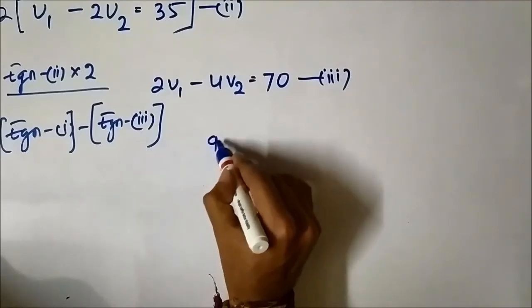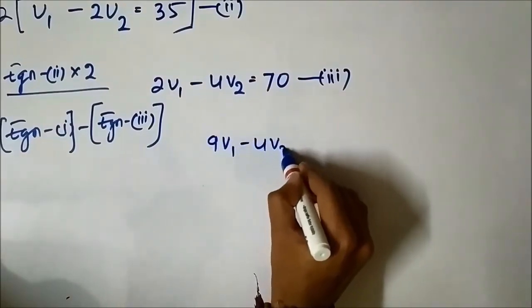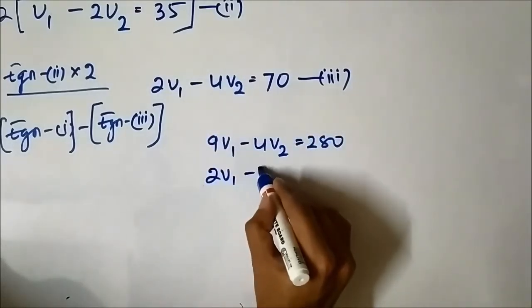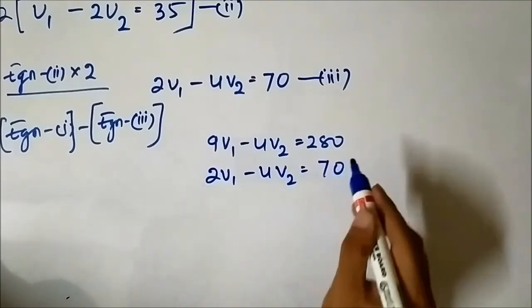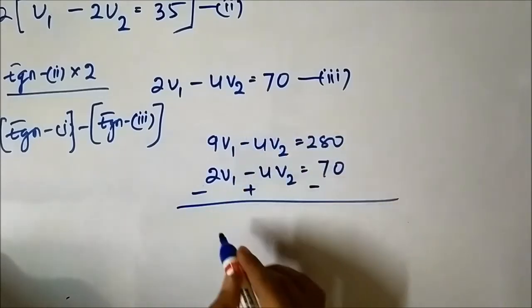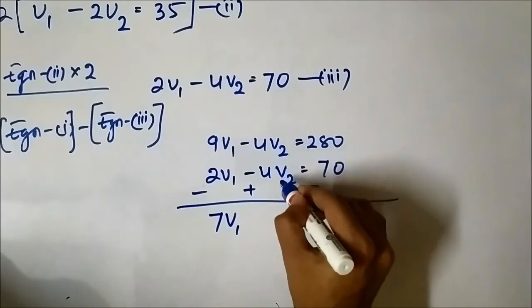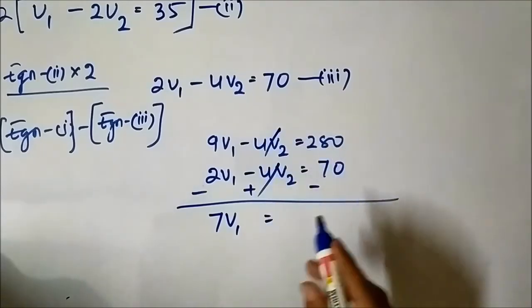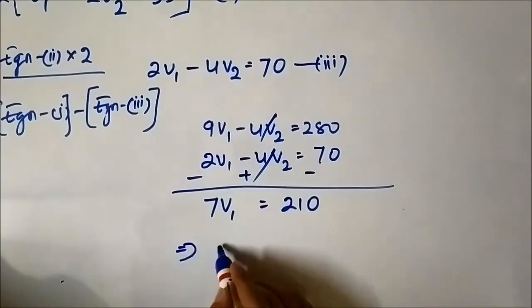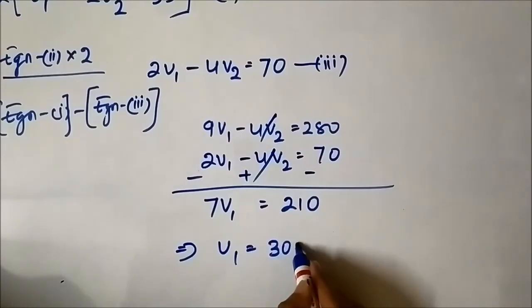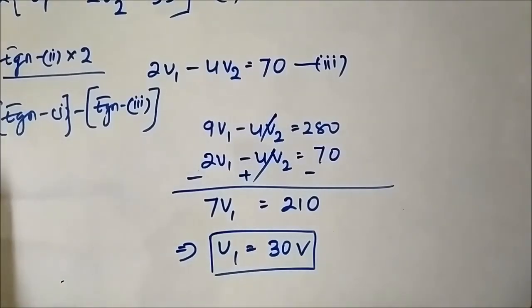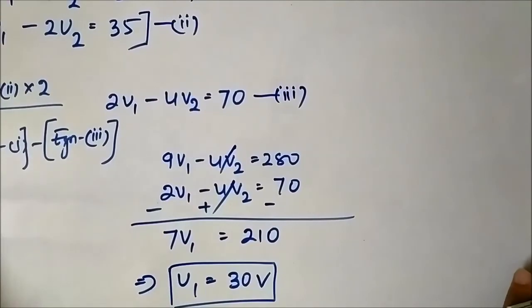Equation 1 is 9V1 minus 4V2 equals 280, and equation 3 is 2V1 minus 4V2 equals 70. When we subtract, it becomes 7V1, and 4V2 minus 4V2 gets cancelled out. 280 minus 70 is 210. So 7V1 is equal to 210, that implies V1 is equal to 30 volt. So we got the value of V1. Now we just substitute the value of V1 in one of the equations and we'll get the result.